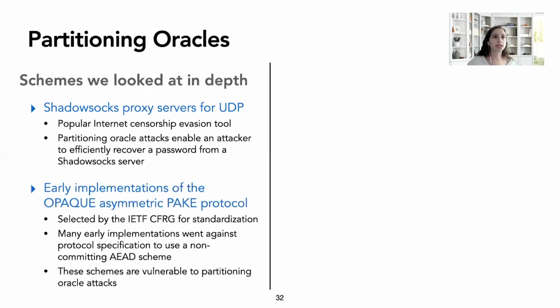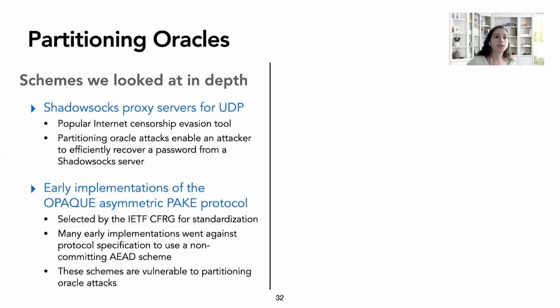The second case study we did was on early implementations of the OPAQUE asymmetric PAKE protocol. OPAQUE is a password-authenticated key exchange protocol that was selected by the IETF CFRG for standardization. It's meant to replace existing password authentication protocols on the web. We found that many of its early implementations went against the protocol specification and used a non-committing AEAD scheme, mainly because of the ease of use of the non-committing AEAD schemes that I mentioned earlier. These left these schemes vulnerable to partitioning oracle attacks.